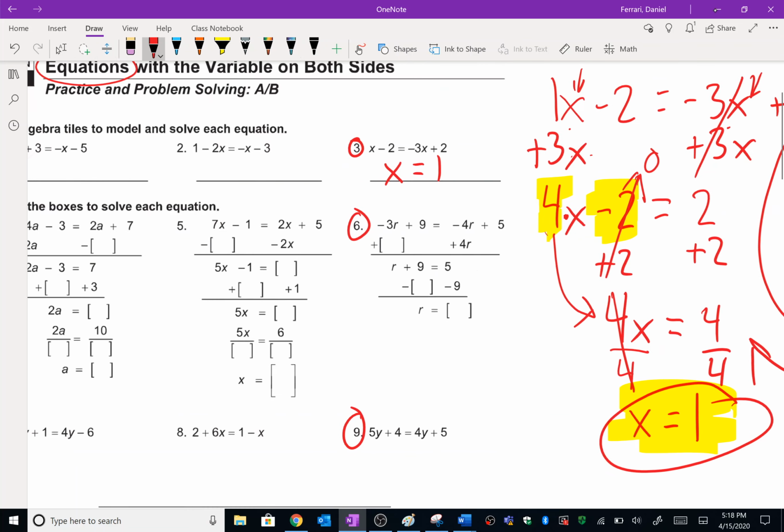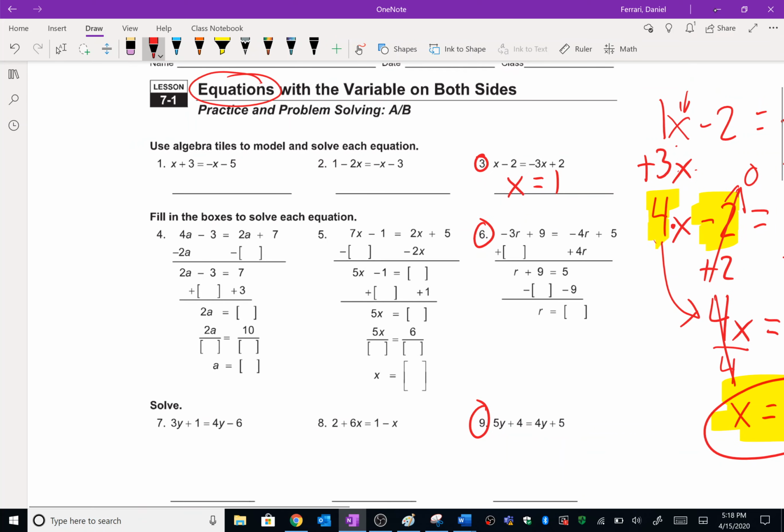Okay, oh, one thing I forgot to mention as well. It says in the directions to use algebra tiles. Don't worry about using algebra tiles. Okay, we've never used algebra tiles. You may have used them in previous years. I don't really like them that much. We're just going to have you guys solve the equations. Okay, so don't worry about the algebra tile part. Just solve them. Okay? All right, now let's go ahead and take a look at number 6.